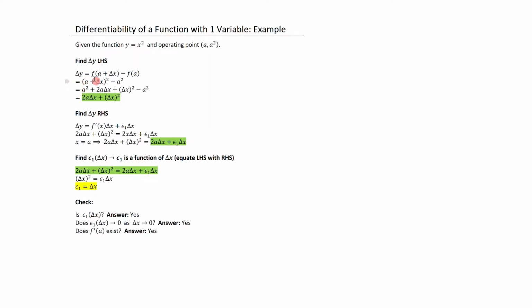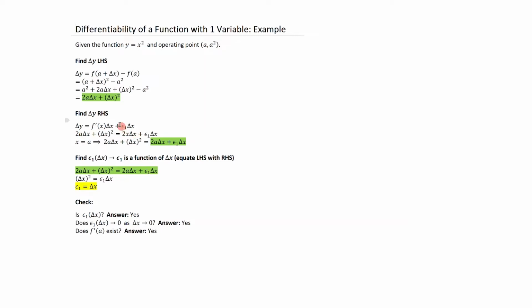So delta y is f of a plus delta x minus f of a. Make the substitution given that we're dealing with a function y equals x squared. And then after simplification, we find for delta y on the left-hand side, we have this expression. Then we find delta y on the right-hand side. On the right-hand side, we have delta y as f prime x delta x plus epsilon delta x.